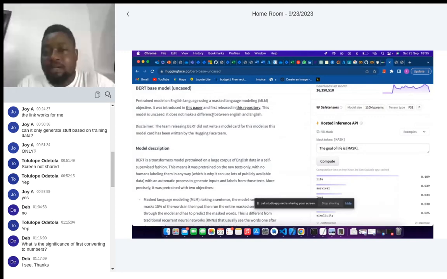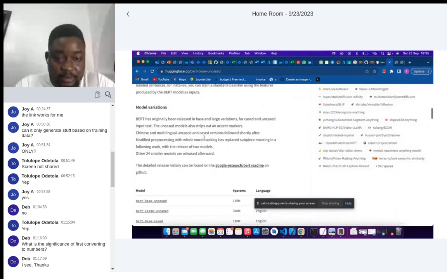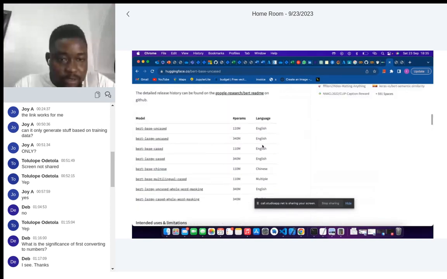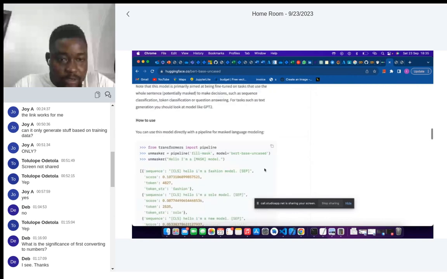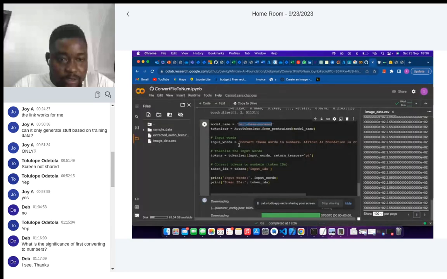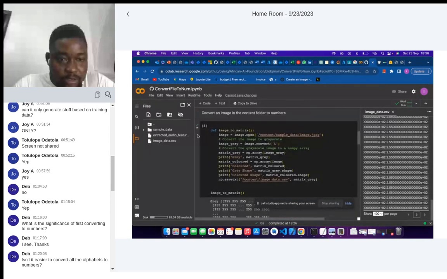So instead of you gathering the dictionary and all those things, someone has done it for the English language, right? And then they give you instructions on how to use it. They have it for English, and for Chinese and all those things. If you want to convert words to numbers, you simply pass in your words, and we imported the tokenizer from transformers. Look at it up here.